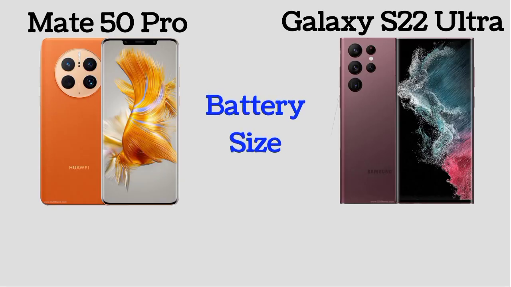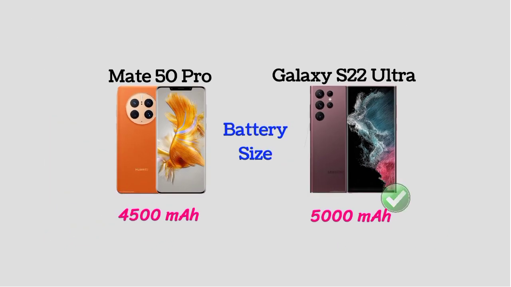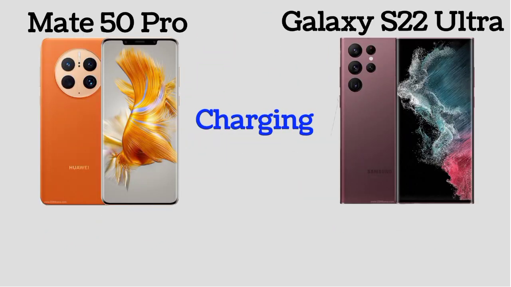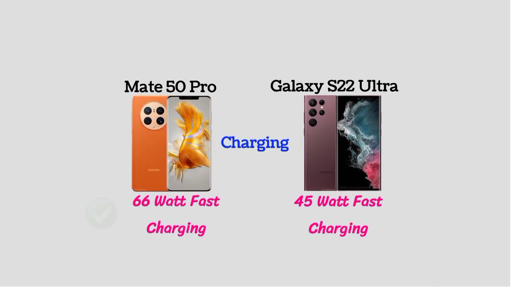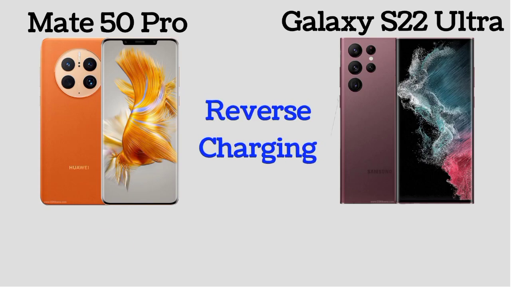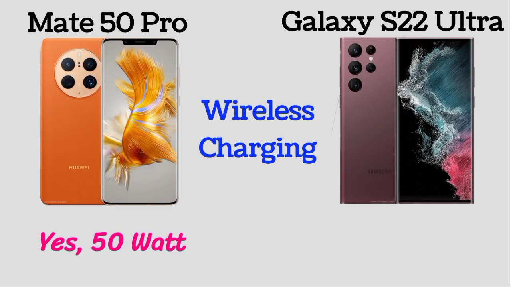Mate 50 Pro has 4500 mAh battery and Galaxy S22 Ultra has 5000 mAh battery. Mate 50 Pro has 66 watt fast charging and S22 Ultra has 45 watt fast charging. Mate 50 Pro and Galaxy S22 Ultra both phones support reverse charging. Mate 50 Pro supports 50 watt wireless charging and S22 Ultra supports 15 watt wireless charging.